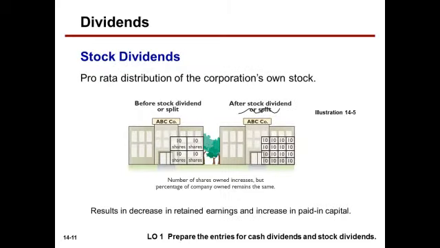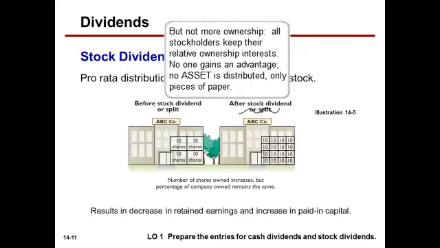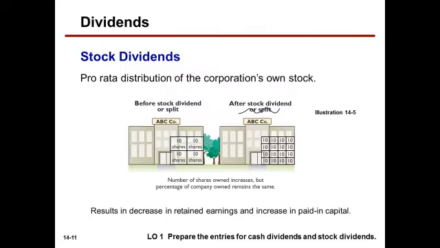Let's move to stock dividends now. Stock dividends are a pro rata distribution of the corporation's own existing stock. If we had 40 shares of outstanding stock at the time of a stock dividend, after the declaration and payment of a stock dividend, there'll be more shares outstanding. A stock dividend results in a reduction in retained earnings and an increase in paid-in capital. Using paid-in capital as a generic term: stock account, additional paid-in capital account.